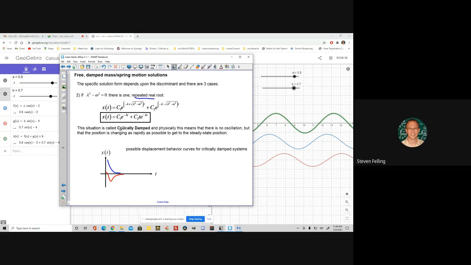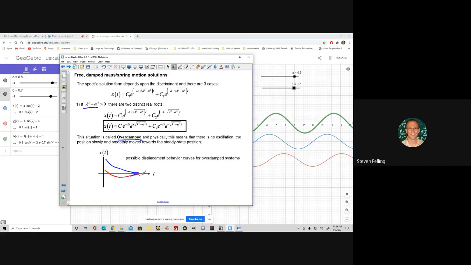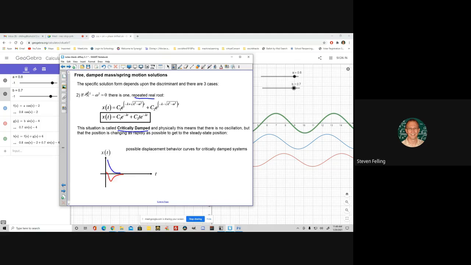This particular situation is called critically damped, and physically it means we're right on the verge of allowing an oscillation to occur, but it more rapidly approaches equilibrium. So here it might take a long time to approach equilibrium, right? But here we're moving as quickly as possible to the equilibrium level, right? Or it might look like it's beginning to oscillate, but it will move to equilibrium before it gets a chance to complete one complete oscillation. So that is called critically damped.